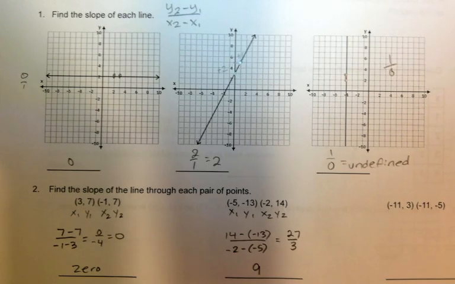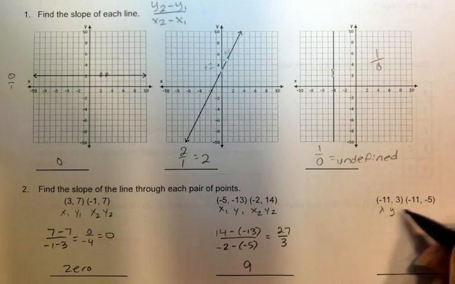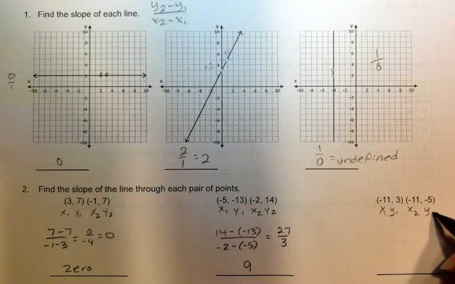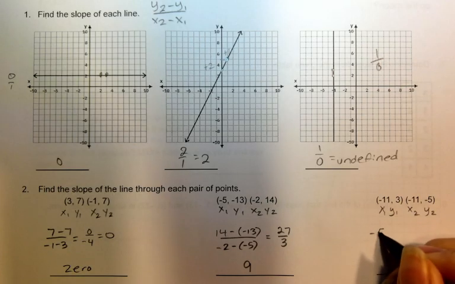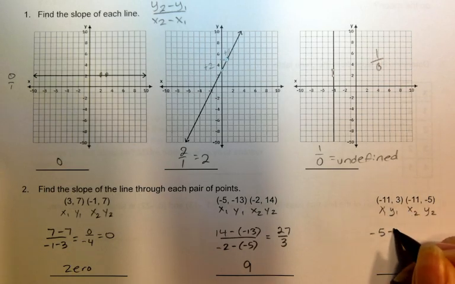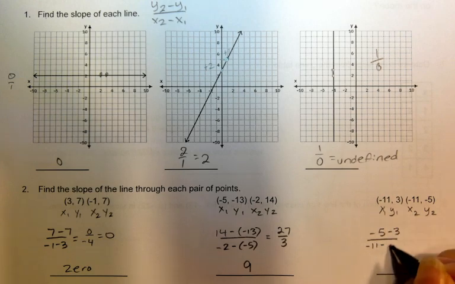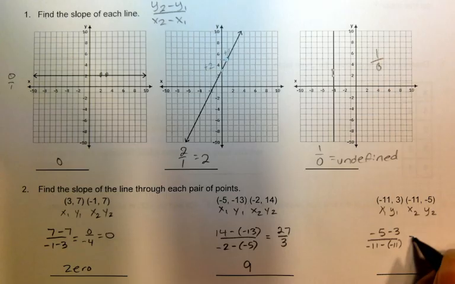And then my next one, we have x and y. And we're going to call group 1 and group 2. So y2, negative 5, minus y1 over x2 minus x1, which is also negative. Negative 5 minus 3 is negative 8. And negative 11 minus 11 is 0. Remember, 0 under the line is undefined.